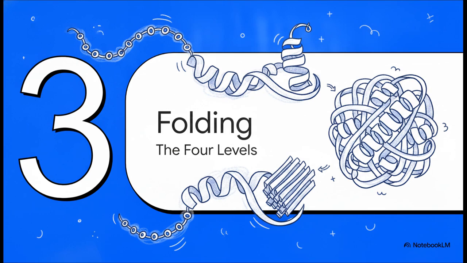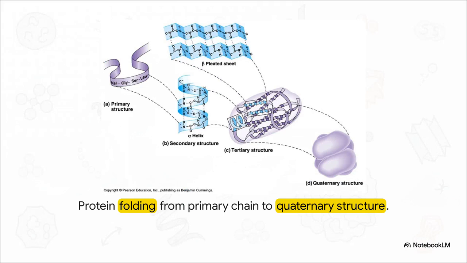Let's jump into section 3, folding. With our peptide bonds forming a long polypeptide chain, it's time for the packaging and shaping phase. A simple straight chain of amino acids isn't a functional protein yet. It has to fold perfectly to actually do its job. It is fascinating to trace this entire architectural journey. It starts from a simple primary string of amino acids. Think of this as your long, unbroken sentence.